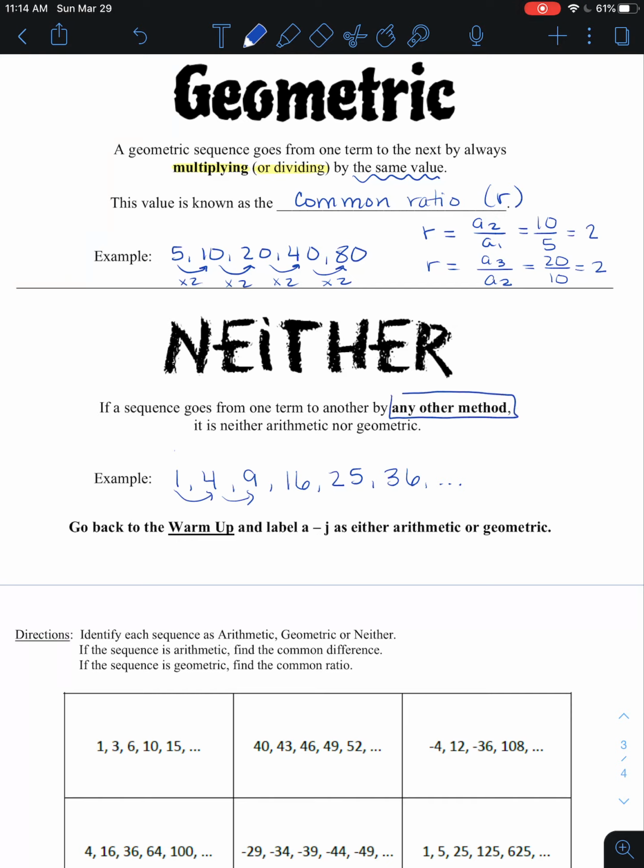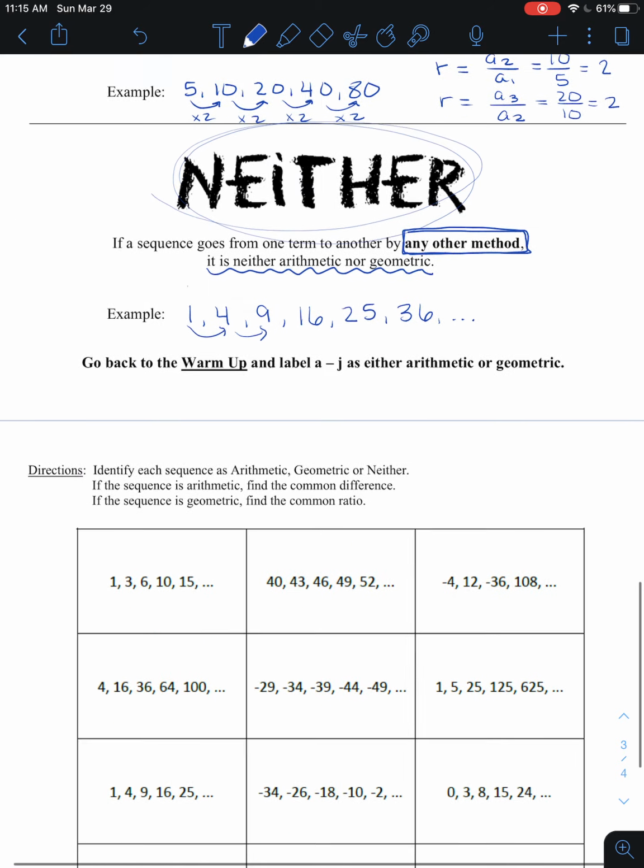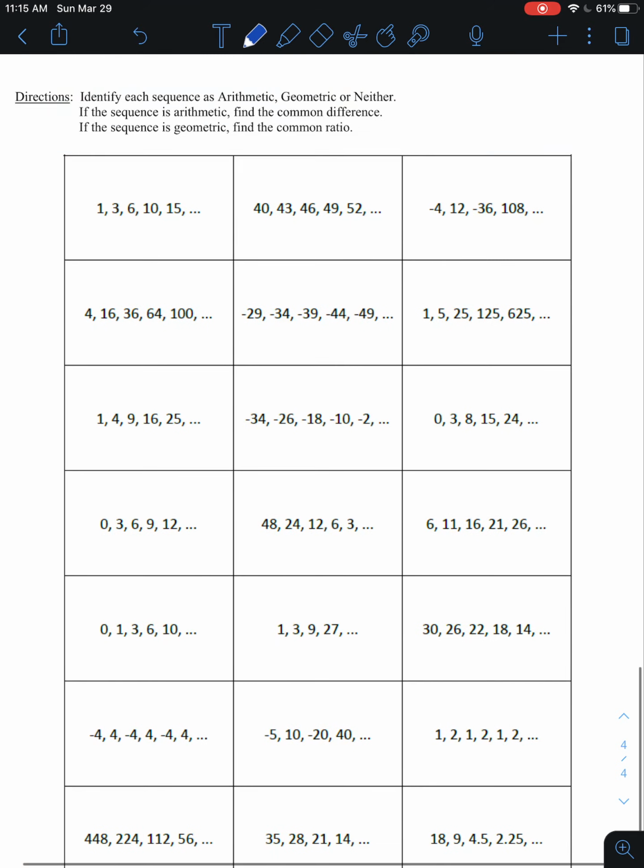So if there's any other method being used besides addition or multiplication, it just means that it is a pattern, but it's neither arithmetic nor geometric. And in this course, we're really just focusing on arithmetic and geometric. But you could be asked to identify if something is arithmetic or geometric, or if it is neither. So that's what you're going to practice right now.